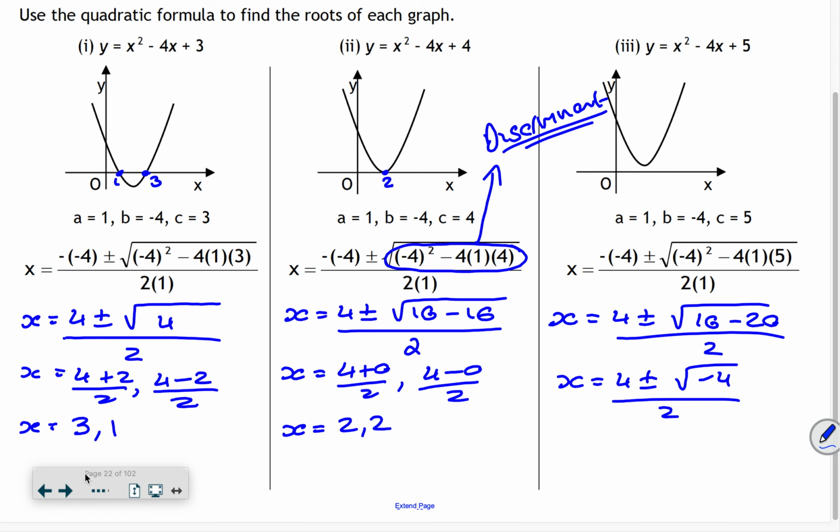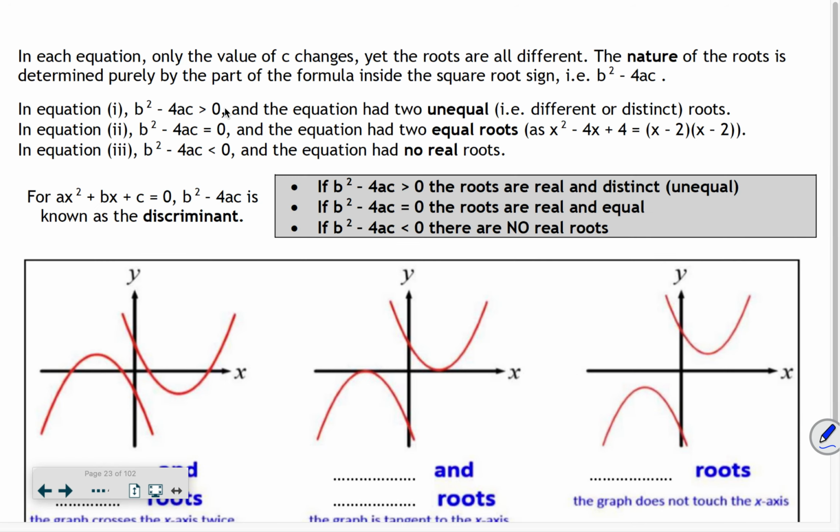So, let's have a look at some of the theory then. In each equation, we only change the c value, yet all the roots are different. The nature of the roots is purely determined by the part of the formula inside the square root, and that's what we call the discriminant. So the discriminant is this bit here. It's called b squared minus 4ac.